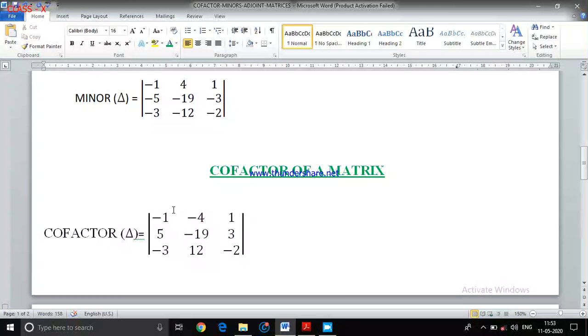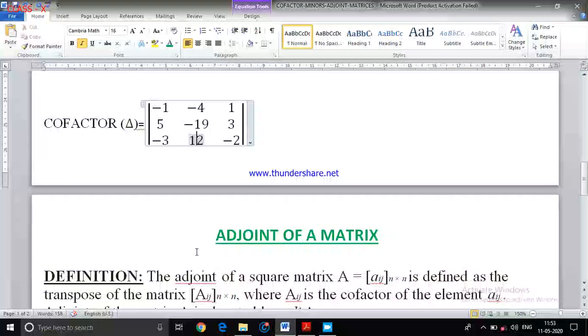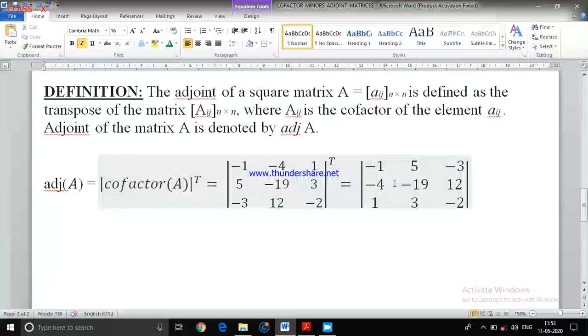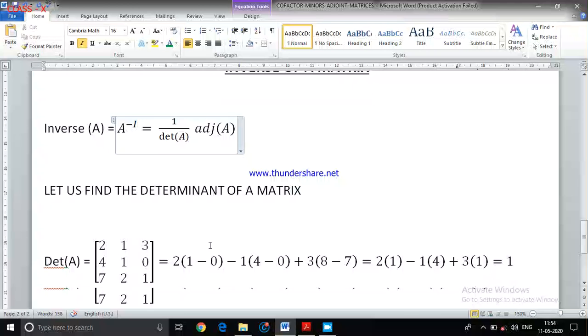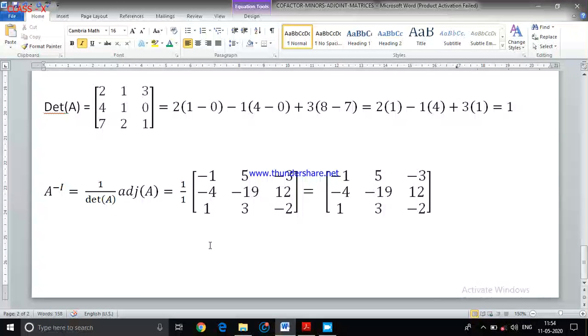Second thing, after getting the minor matrix, I have to go for the cofactor matrix. For finding the cofactor matrix, I have to change the sign of 4 numbers from the minor matrix. Those are these 4 numbers: the sign of 4, the sign of -5, the sign of -12, and the sign of -3. So these 4 numbers you have to change. After getting the cofactor matrix, you have to take the transpose of that matrix. That will become the adjoint of the matrix. Once you get the adjoint, each and every element of the adjoint has to be divided by the determinant. That will be the inverse of the matrix.